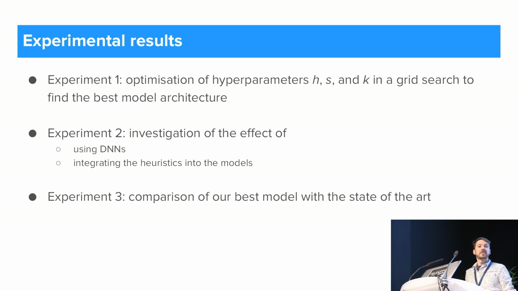We performed 3 experiments. Experiment 1 is a hyperparameter optimization experiment. Experiment 2 investigates the effect of using deep neural nets and integrating heuristics. And experiment 3 compares our best model with the state of the art.